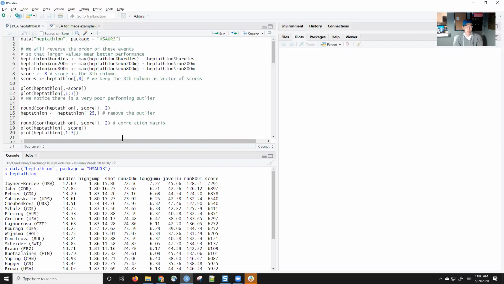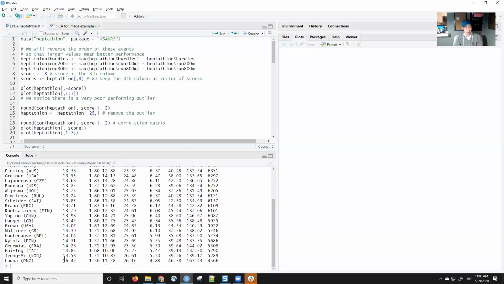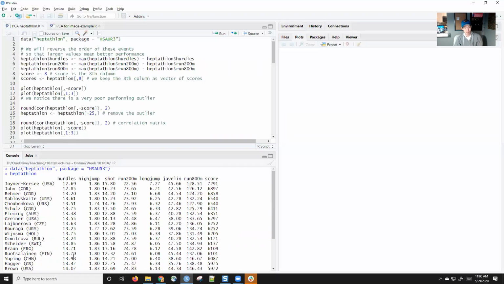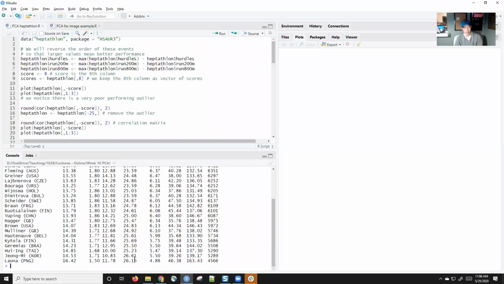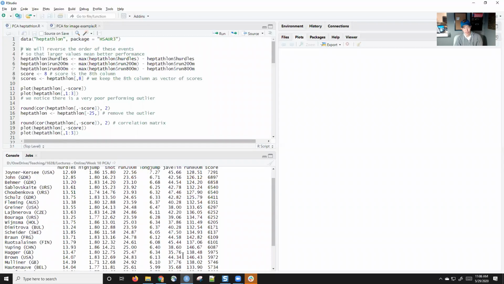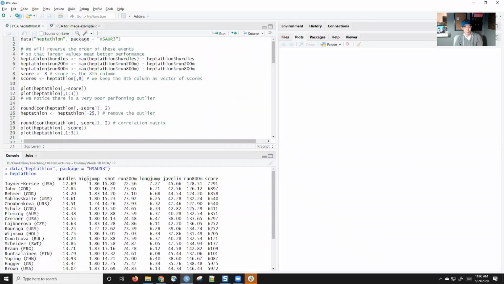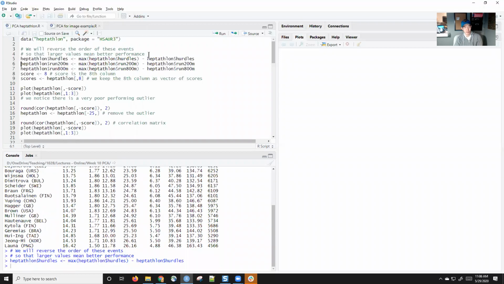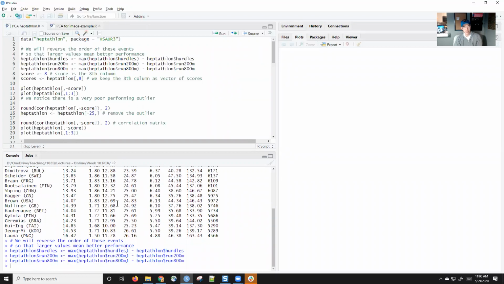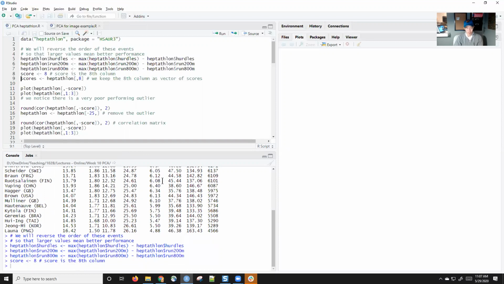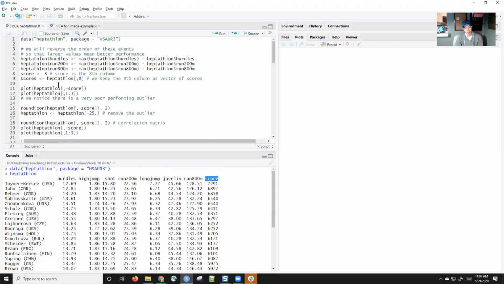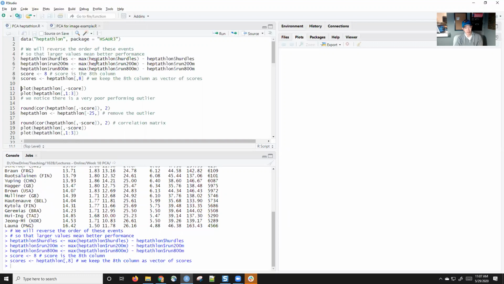And so what we're going to do is we're going to take, for each of these, the slowest hurdle run, the slowest 200-meter run, and the slowest 800-meter run, and we're going to subtract off everybody's run times. Okay, so this will effectively reverse the order so that in all of these, higher numbers will be better. Okay, and then we'll also pull out the score column and remove that from our data set. All right.